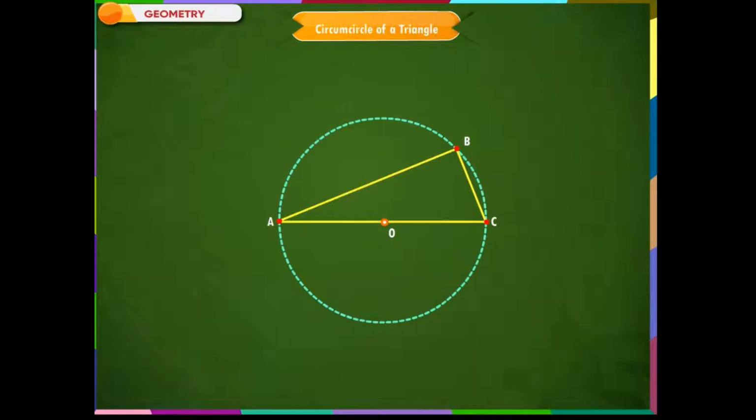Circumcircle of a triangle. A circle which passes through all 3 vertices of a triangle is called a circumcircle of a triangle. In the figure shown on the screen, the circle passes through all the vertices A, B, C of the triangle ABC. So, this circle is the circumcircle of the triangle ABC.